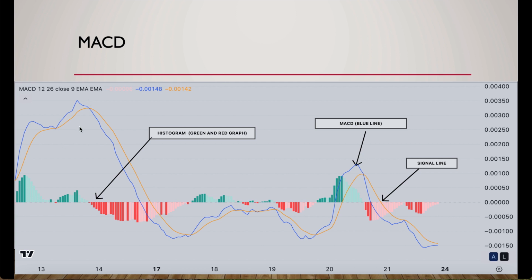You can change the color of the lines, let's just say if you want it red, or if you want the signal line to be green, for instance, you can do that. The histogram is basically a graph, so a green graph and a red graph. Green is positive, the red is negative. There's a MACD blue line, which is obviously the 26 EMA, and there's also a signal line. When the signal line crosses the EMA, it gives us a signal to buy. When it crosses the other way, it gives us a signal to sell. So we can use this information to sell or buy, depending on what the MACD indicator is suggesting.